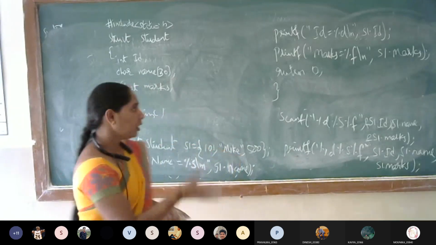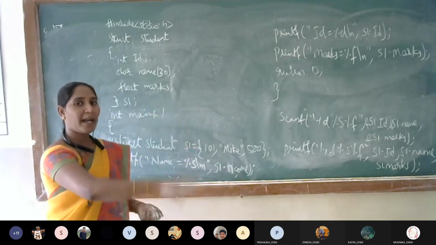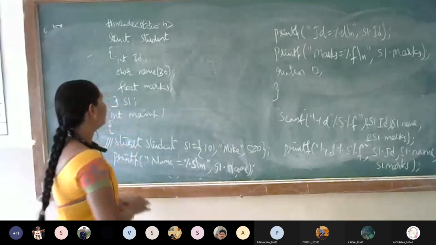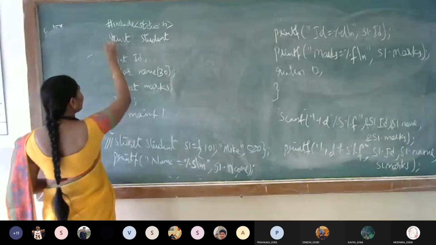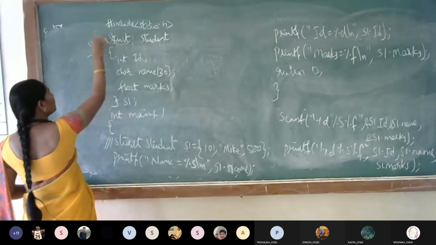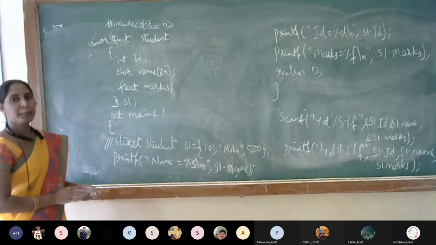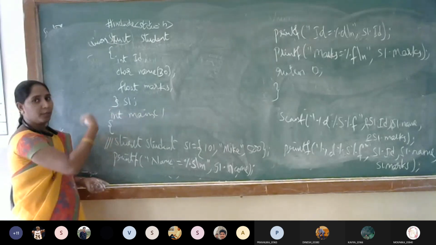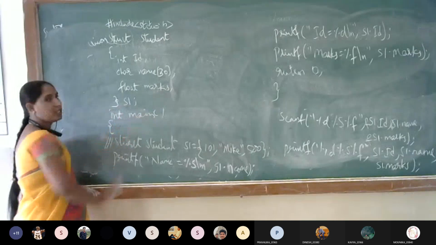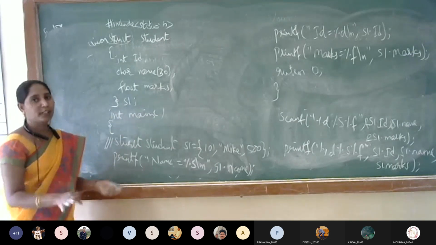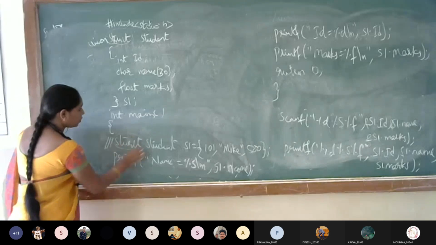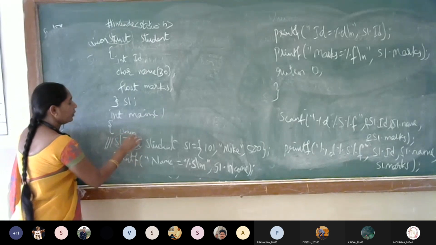The same program I can write for unions also. How am I going to write it for unions? Just in the place of struct, specify union. You can take the same variable name if you want, or you can take different variables if you want. Here also, in the place of struct, just specify union. The remaining everything will be the same.